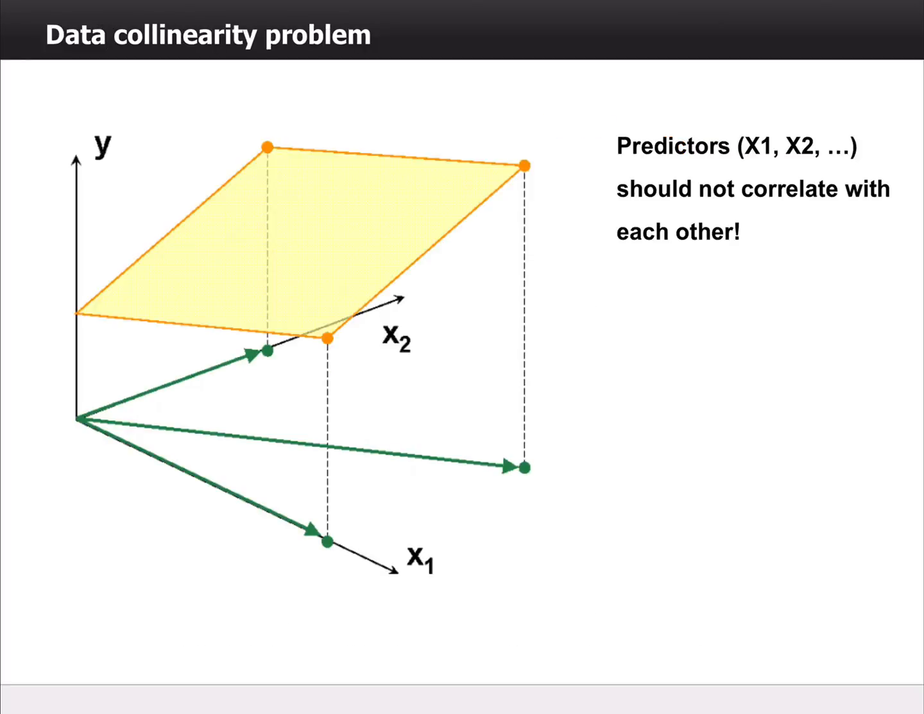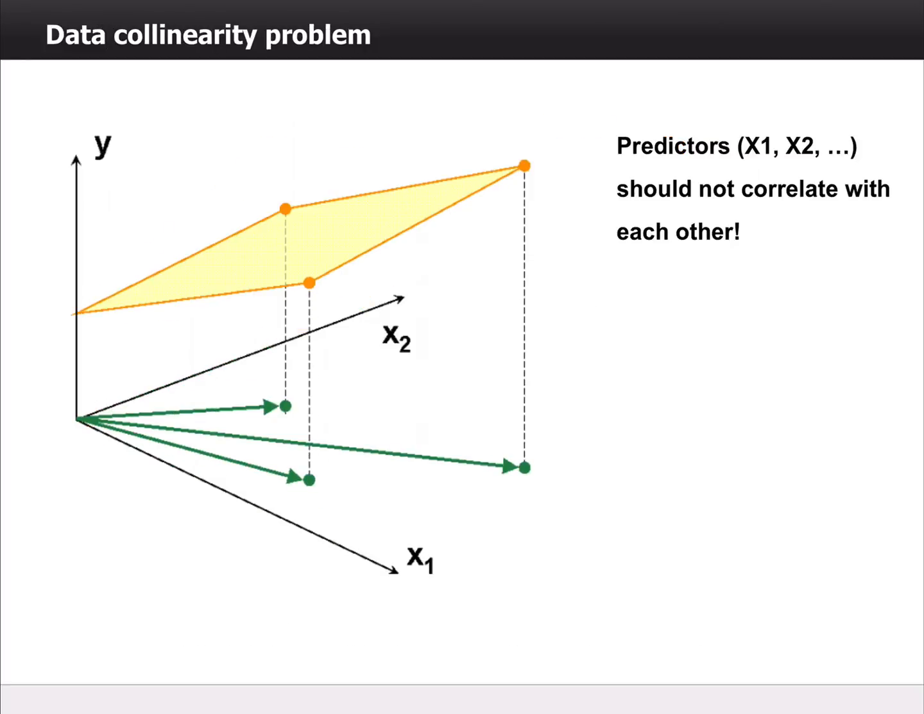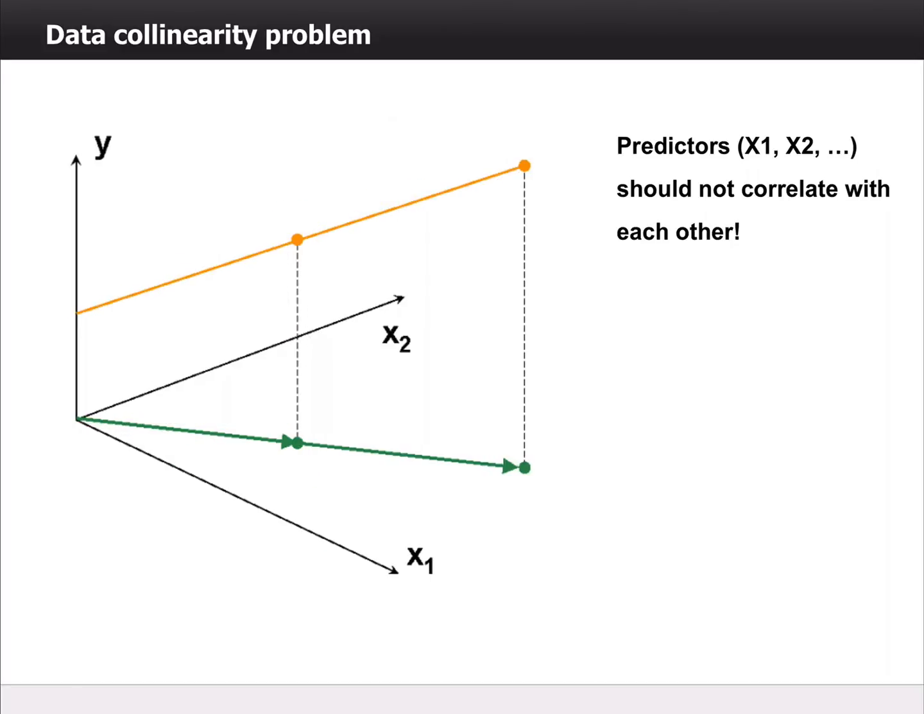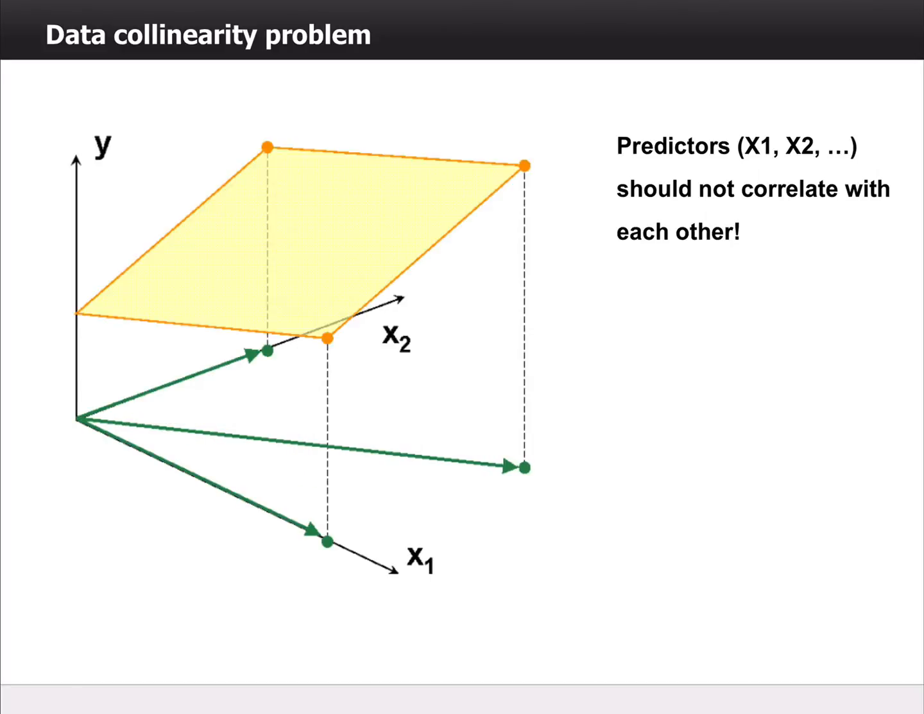There is one more limitation of the multiple linear regression model. You remember that we need at least 3 points to make a plane, so you can see the 3 points here.